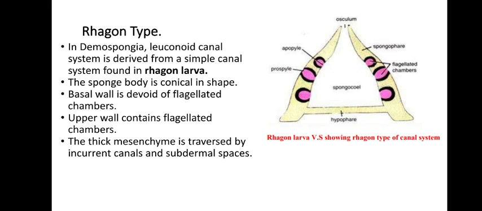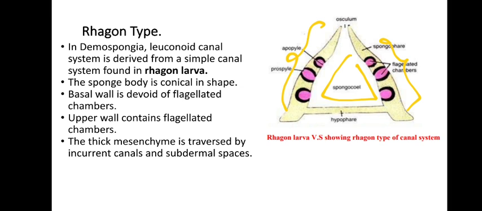Here the spongocoel is almost triangular in shape, and flagellated chambers are present on these lateral walls, the so-called spongosphere.